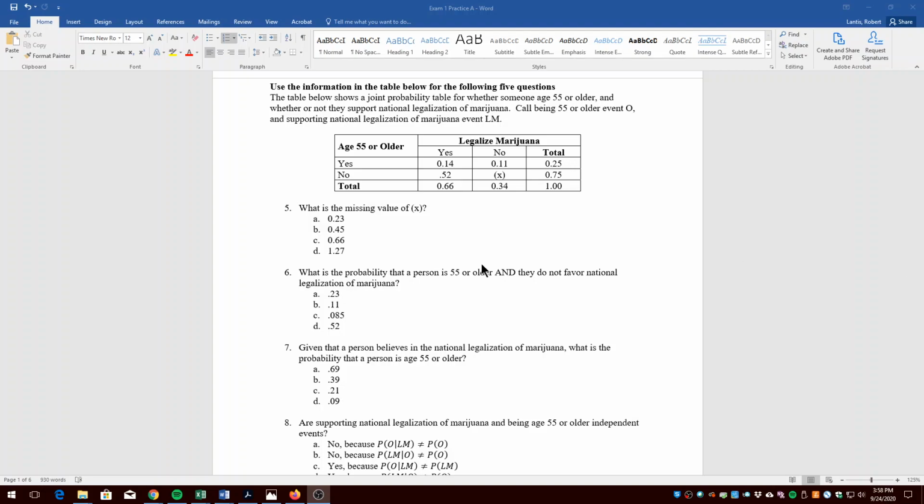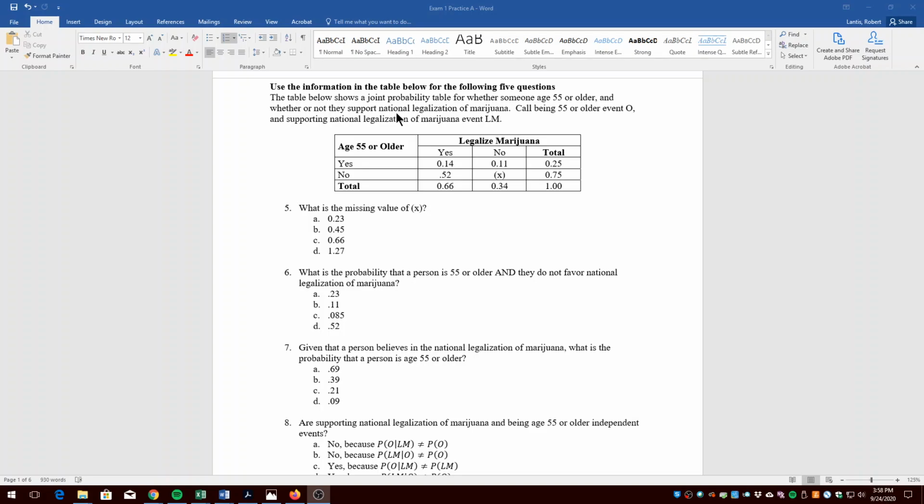So this is the next set of questions on practice exam A. We have this joint probability table. We're going to call being older than 55 event O. So yes, they're older than 55 would be event O. Not being older than 55, we can think about as O complement.